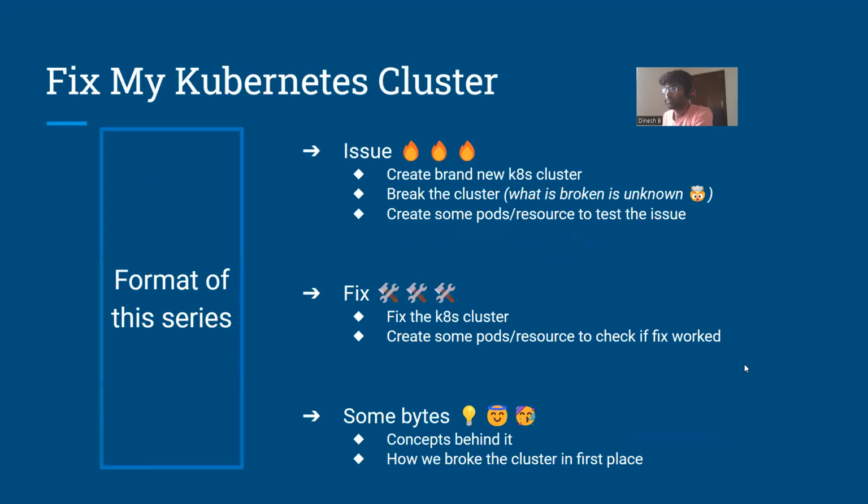This is a new series called Fix My Kubernetes Cluster. This is how the format of this series will look. We will create a brand new Kubernetes cluster, break the cluster, and create some pods or some resources to test the actual issue, and fix the Kubernetes cluster. Then we create some pods or resources to check if the actual fix worked or not. Finally, some bytes: what are the concepts behind this fix? How did we find the problem? And finally, we can also see how we initially broke the cluster.